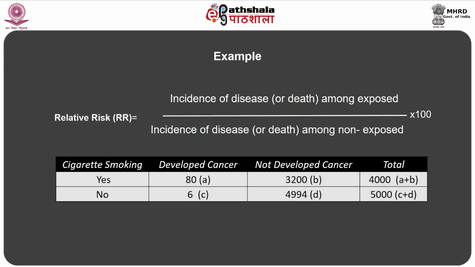Relative risk, RR, equals the incidence of disease or death among the exposed divided by the incidence of disease or death among the non-exposed. Example: it is intended to measure the association between cancer and smoking. Cigarette smoking: yes, no.